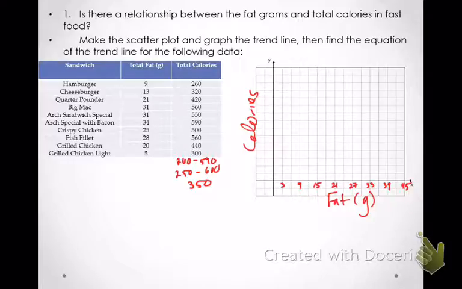So what if we started at 250 and moved up by, well, 30 might be kind of hard. What if we moved up by 50? And this is not an exact science.